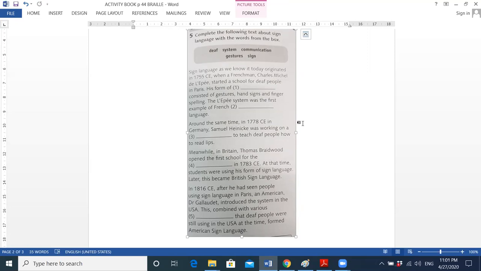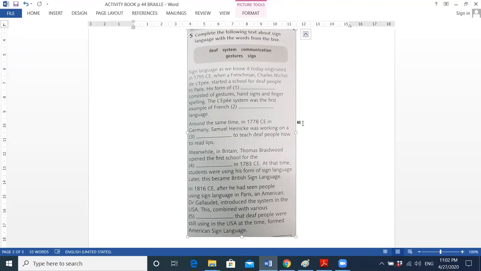Let's do this exercise together. I'm going to read it, and I'm going to leave you to think for a minute, and then I will give you the answers at the end of the video. So the exercise says, complete the following text about sign language with the words from the box. The words are deaf, system, communication, gesture, sign. Before we move on, we know all of these words, we discussed them before, but we haven't said anything about the word deaf. What is the meaning of deaf? Deaf means people who cannot hear. So with braille, we were talking about blind people, people who cannot see. Here we're talking about deaf people. They can see, but they can't hear.